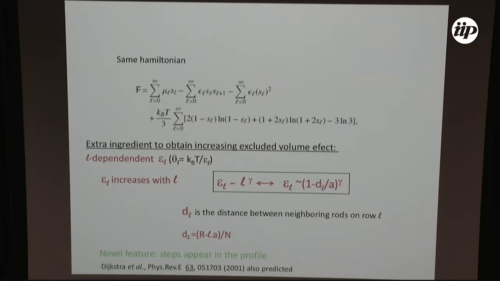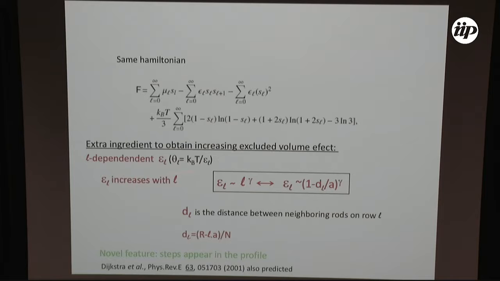So, how am I going to model that? I have exactly the same Hamiltonian as in the cubic case, but I have an extra ingredient: the interaction between neighboring rods increases as I go towards the center. I mean, I have a stronger excluded volume effect, and for that I have an L, which increases towards the center of the sphere or the disk.